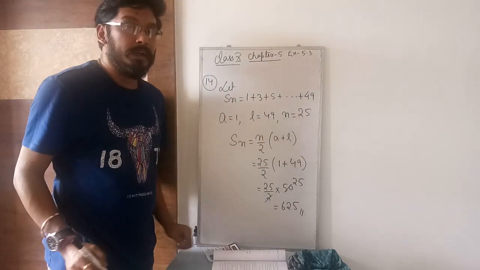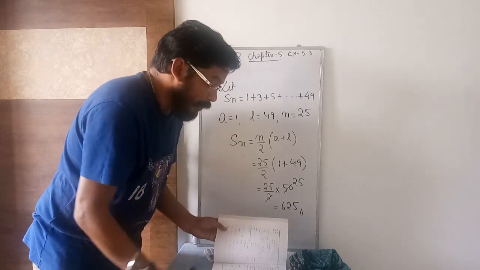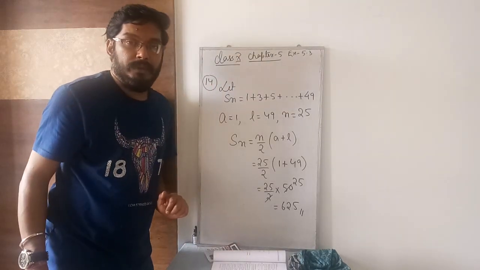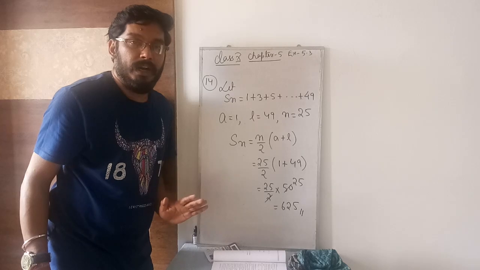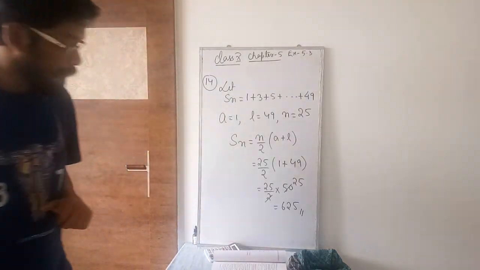Why is n 25? Because you are finding the sum of only odd numbers, and between 0 and 50 there are a total of 50 numbers. Out of 50, 25 are odd numbers and 25 are even numbers. So take the screenshot.